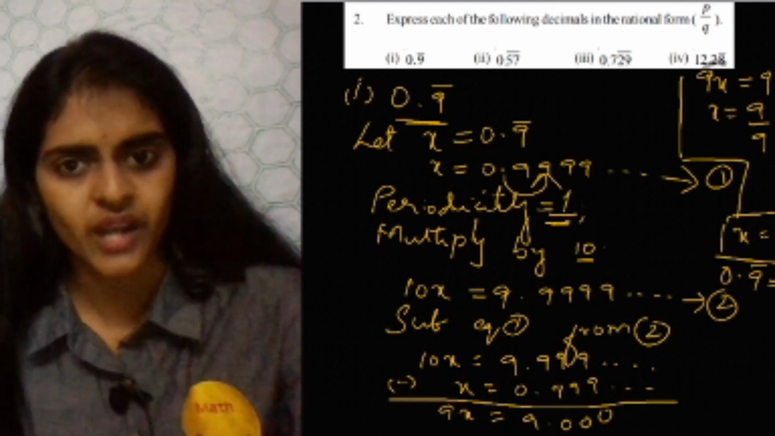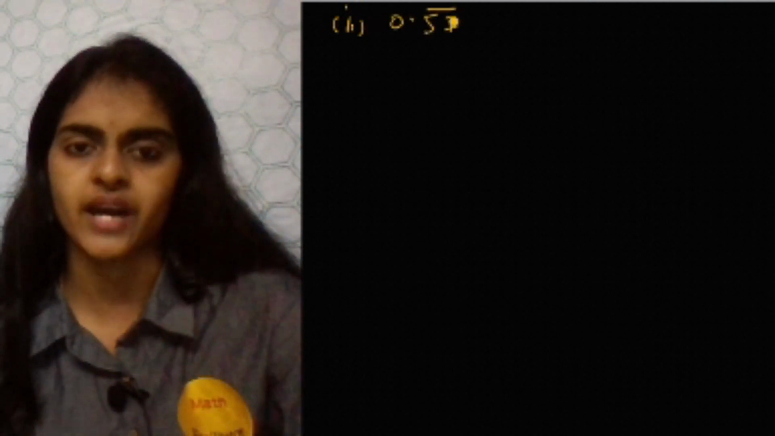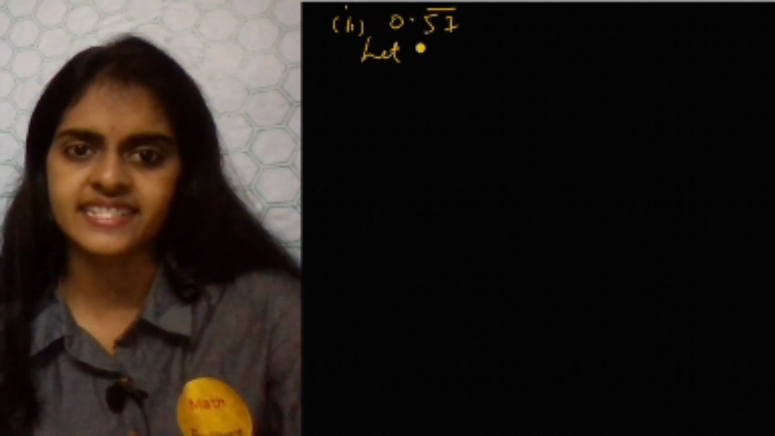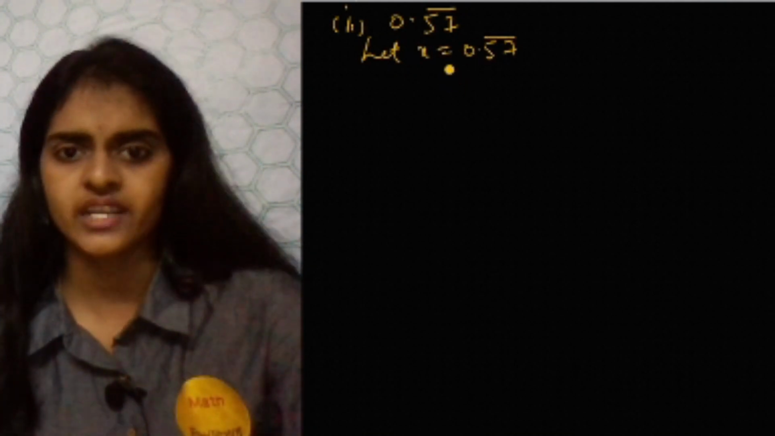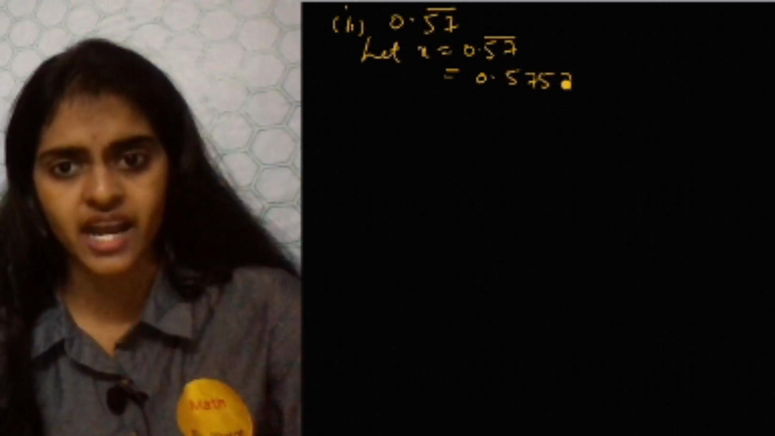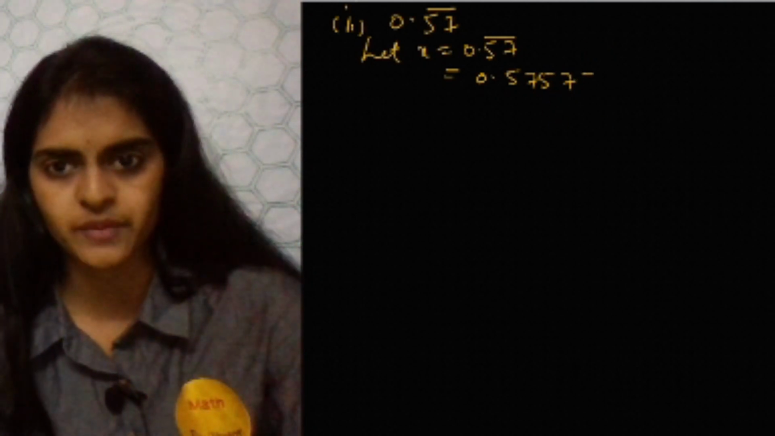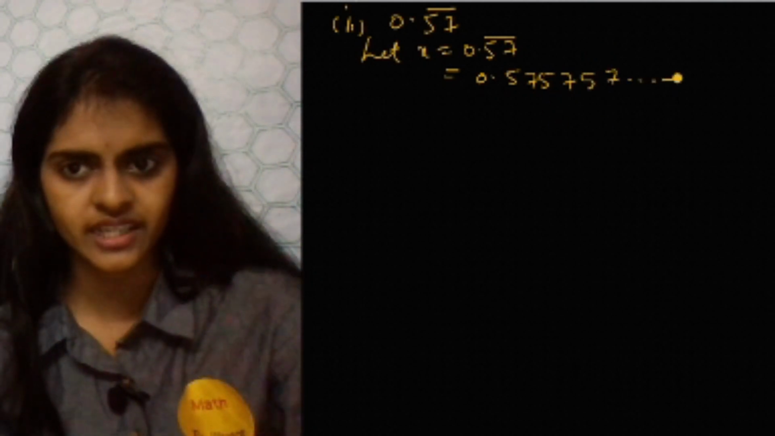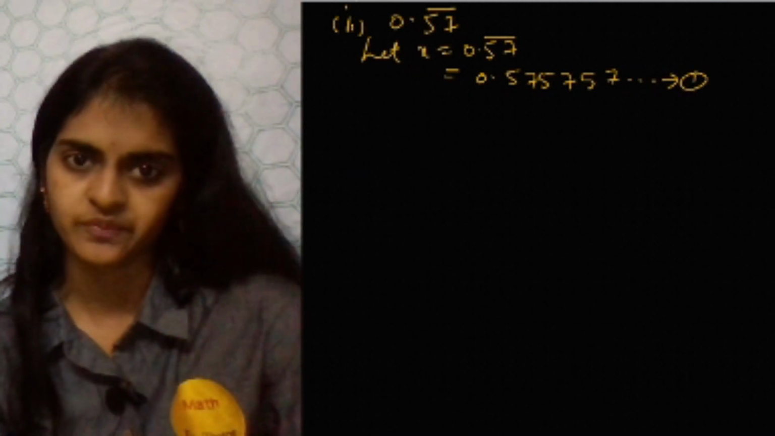In the next bit, you have 0.57 bar. You will take this as x. So let x is equal to 0.57 bar. Here 57 is repeating. See, the bar is on both the digits 5 and 7, so both the digits will be repeating in this way. Let this be equation 1. Clear? So this is nothing but x.